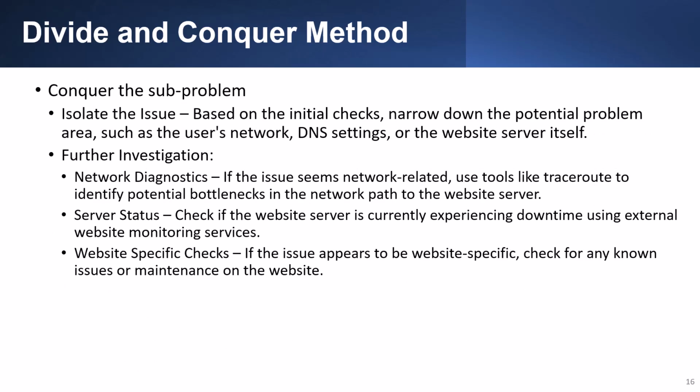You would then conquer the subproblems. Based on the initial checks, narrow down the potential problem area, such as the user's network, DNS settings, or the website server itself. For further investigation, if the issue seems network related, use tools like traceroute to identify potential bottlenecks in the network path to the website server. For server status, you can check if the website server is currently experiencing downtime using external website monitoring services. For website-specific checks, if the issue appears to be website-specific, check for any known issues or maintenance on the website.